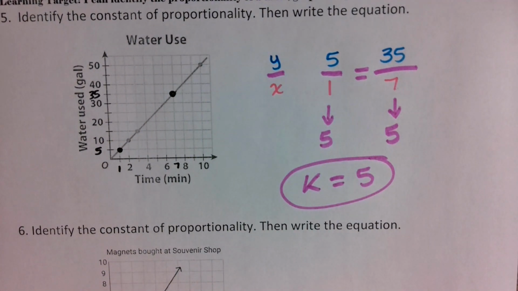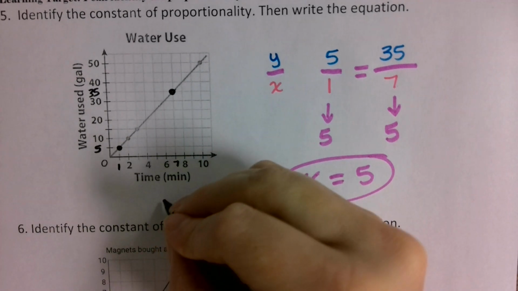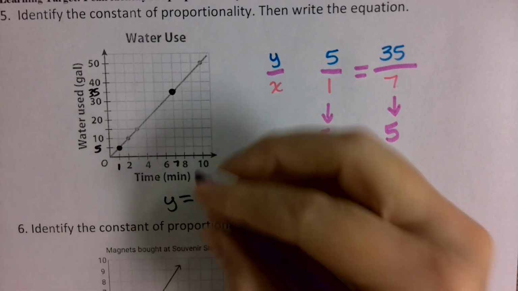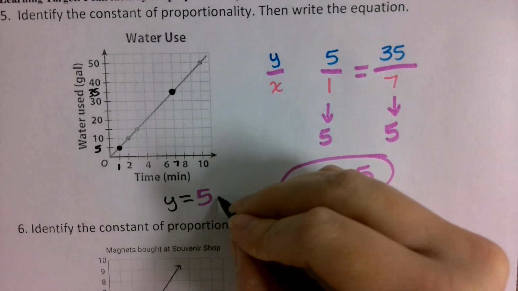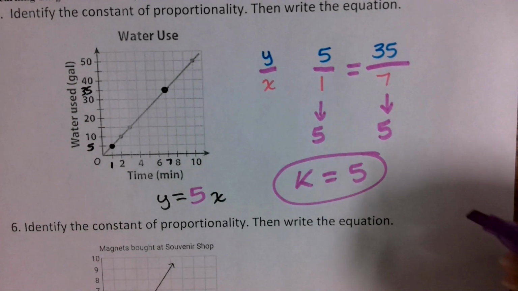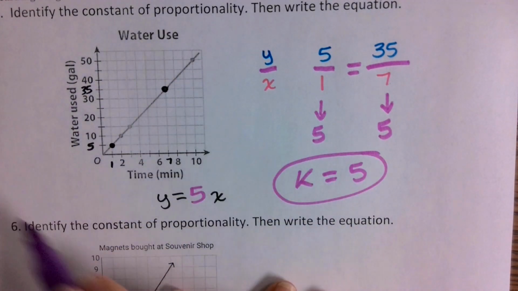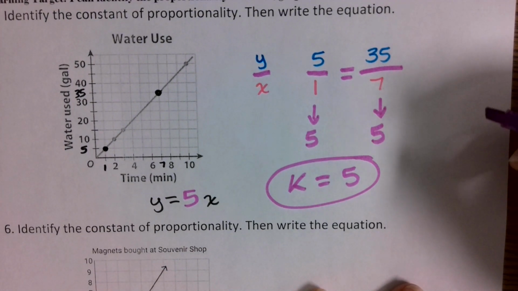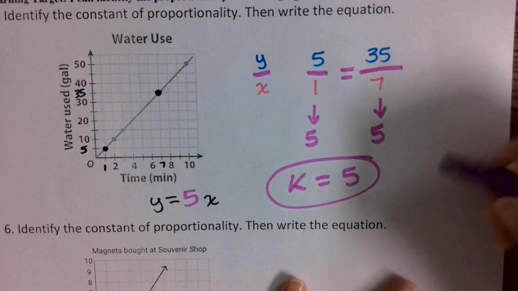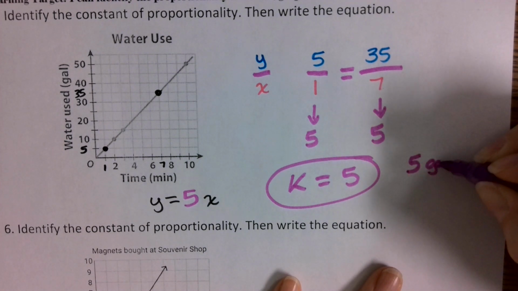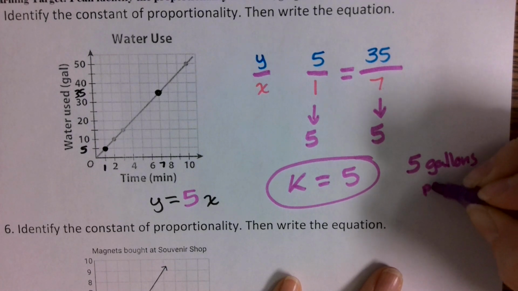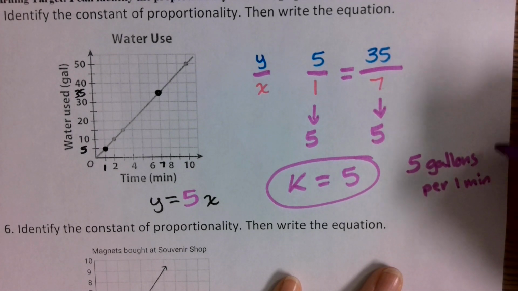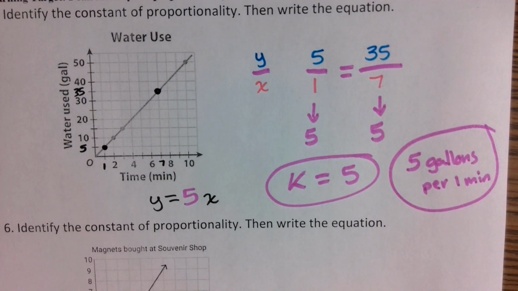And again, if I wanted to write it as an equation, the equation would be y is equal to 5x. If I relate it back to this information, how would I relate it? How would I state it as it's this per this? Richard? 5 gallons per minute. Very good. So it's 5 gallons per 1 minute.